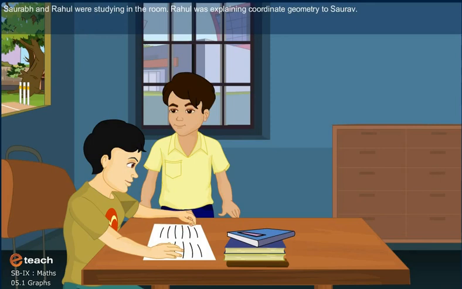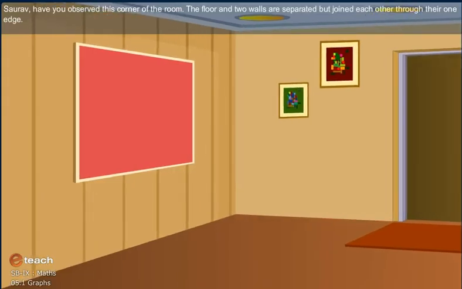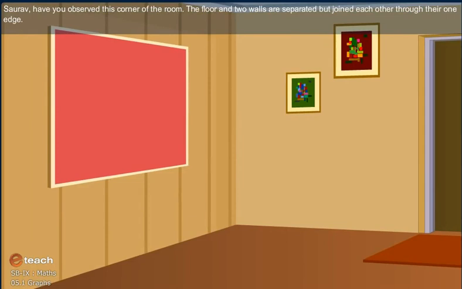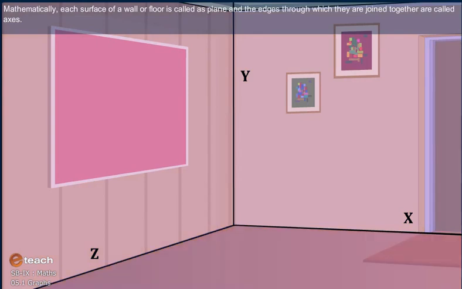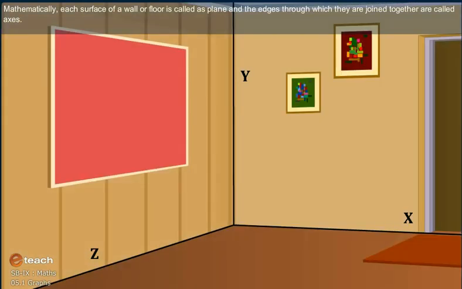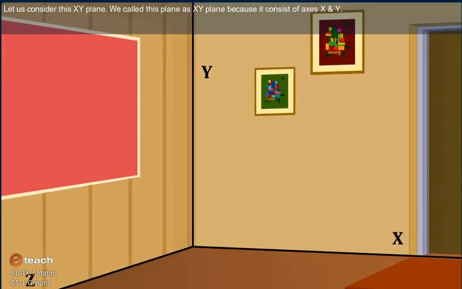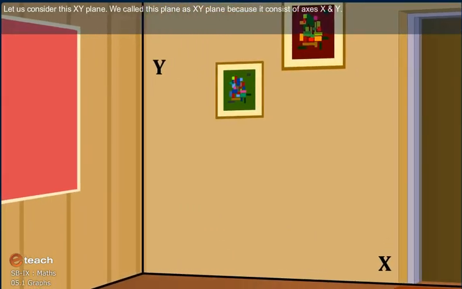Rahul was explaining coordinate geometry to Saurabh. Saurabh, have you observed this corner of the room? The floor and two walls are separated but joined each other through their one edge. Mathematically, each surface of a wall or floor is called a plane, and the edges through which they are joined together are called axes. Let us consider this xy plane. We call this plane the xy plane because it consists of axes x and y.